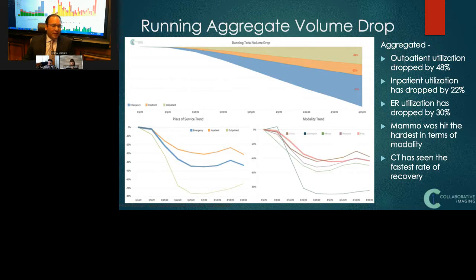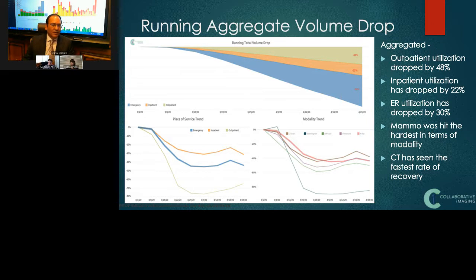If we look at what this means on our aggregate volume, we're basically saying that 48% of the outpatient volume has been shifted since March 1 to present. How much of that volume is actually going to come back is yet to be determined. If you look at the inpatient volume, it's down by about 22% in aggregate. Again, how many of those patients are actually going to come back as inpatients? We don't know. And then if you look at the emergency room, we have seen the volume drop by 30% in total. Again, those patients who used to come into the emergency room are likely not going to come into that emergency room now, because the emergency has either been taken care of or they've found other services.